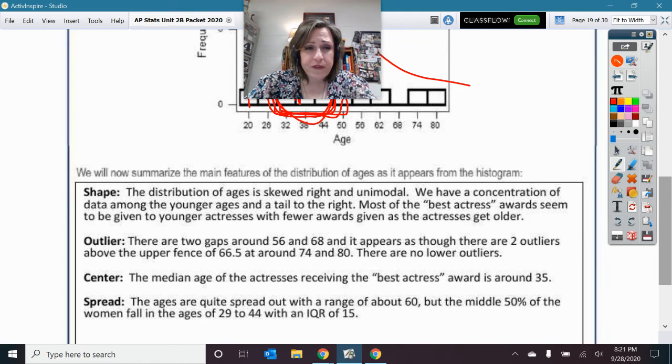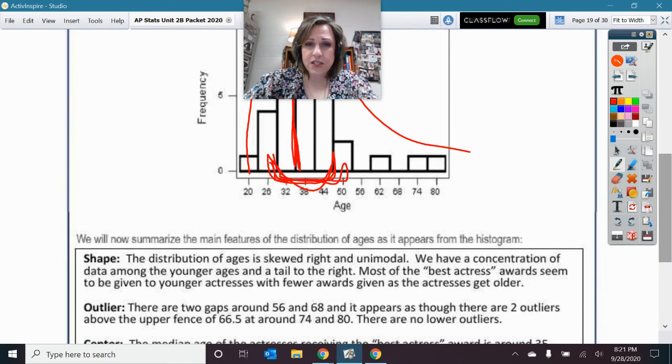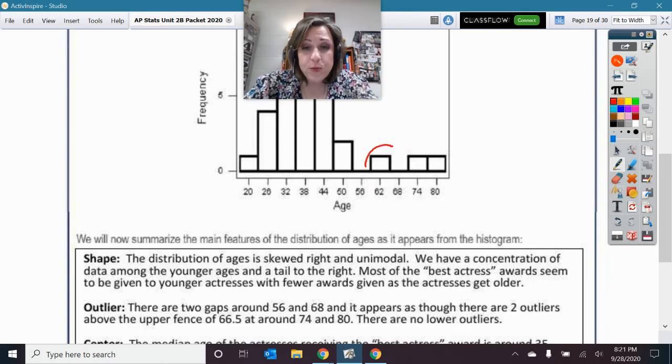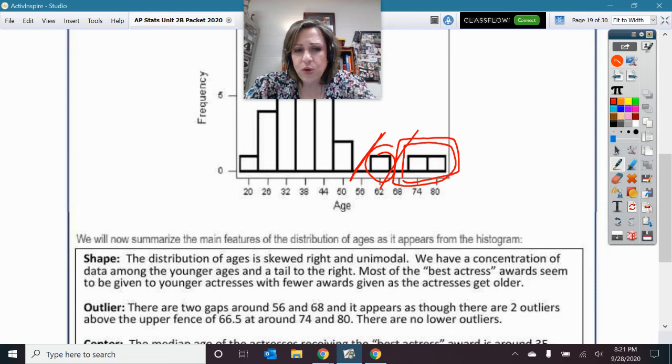Outliers and unusual features. There are two gaps around 56 and 58, so I referenced the gap here. So it looks like we could have those outliers. Maybe this one's an outlier. I haven't calculated it, but if nothing else, we've at least got these two upper outliers and maybe even three. And then no lower outliers.